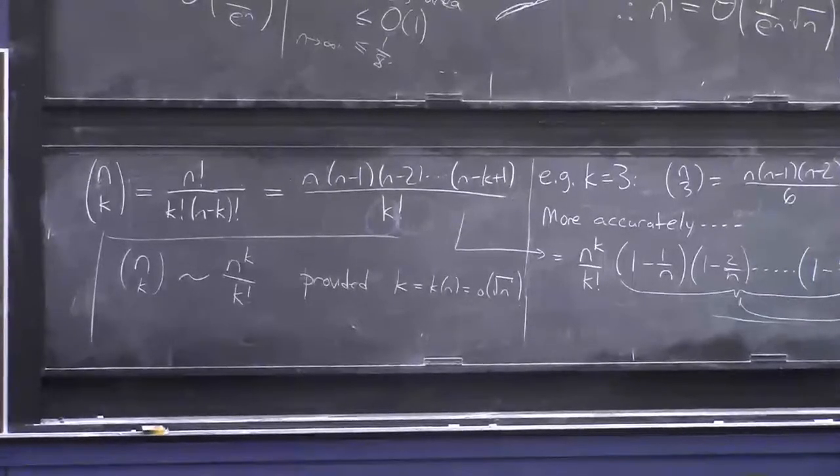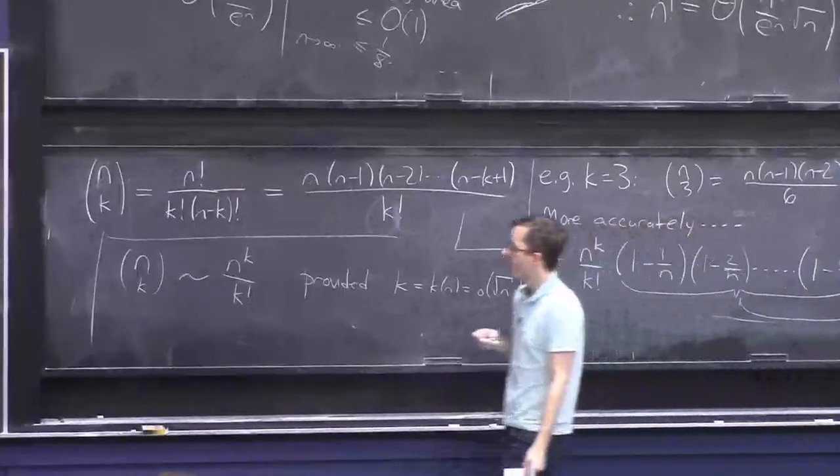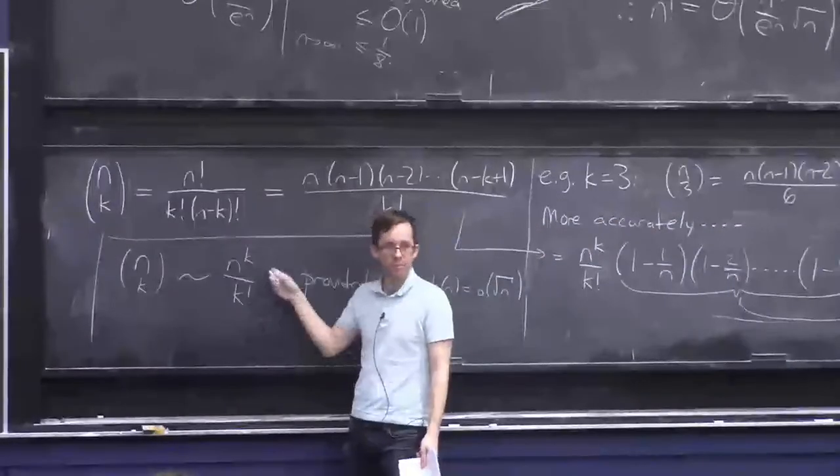Was there a question? OK, so if you see something like n choose 2 or n choose 10 or n choose n to the point 1, then this bound is asymptotically accurate.